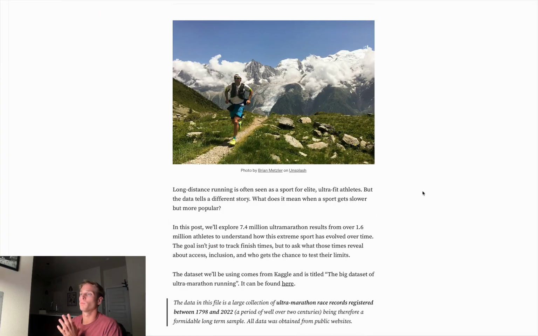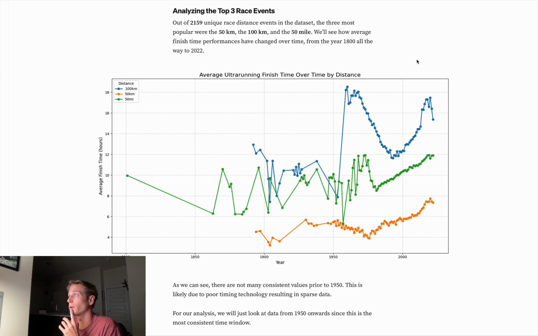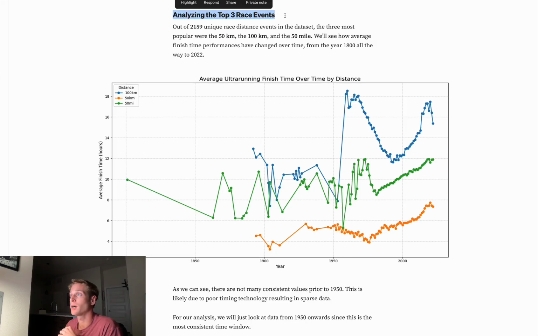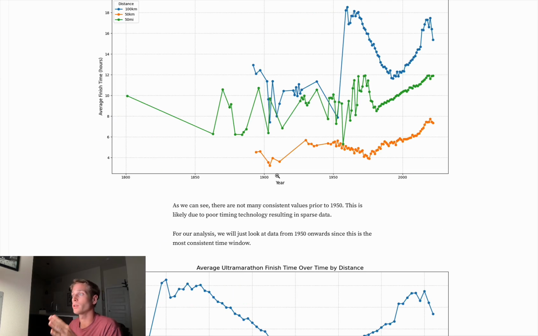What I wanted to start out with is, when you think about long distance running and ultramarathon running, you think of these elite, ultra fit athletes. However, when you look at the data, it actually tells a different story. We're going to analyze the top 3 race events, which are the 50-kilometer race, the 100-kilometer race, and the 50-mile race, looking at just the time window 1950 to 2020, because prior to 1950 the data was a bit inconsistent and sparse.